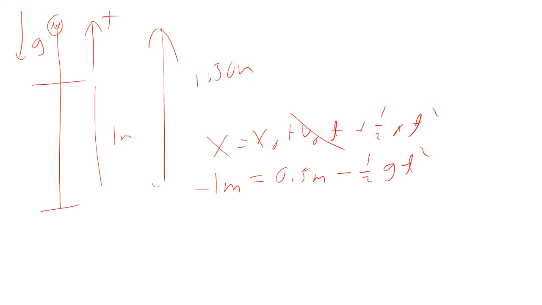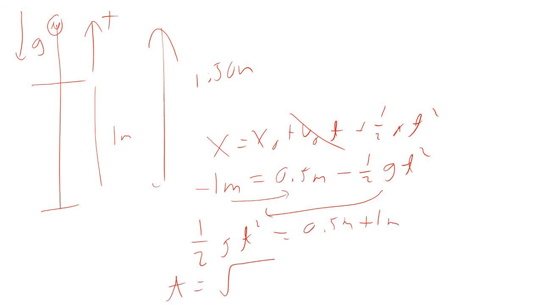Okay, so I do algebra. I move this to the other side of the equation, move this over here. So I have 1/2 gt squared equals 0.5 meters plus 1 meter. So in other words, t is going to be the square root of 2 times 1.5 meters divided by 9.81 meters per second squared. And you get the same answer.